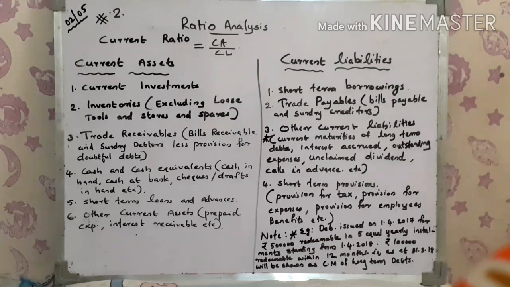Then next, fourth one, short-term provisions. Short-term provisions means provision for tax, provision for expenses, provision for employee benefits, etc. So these are the items that come under current liabilities. Without knowing this classification of items, you can't calculate or measure the current ratio.